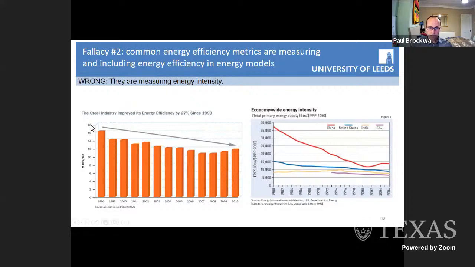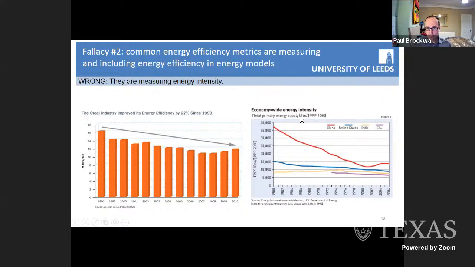So we have here a couple of examples. This is one for the steel industry, which is energy divided by tons of output. Tons of output slightly increases faster than energy use, and therefore these numbers start to go down. And we see the same thing at an economy-wide level, because not all sectors of the economy produce, in this case, steel or tons of output.